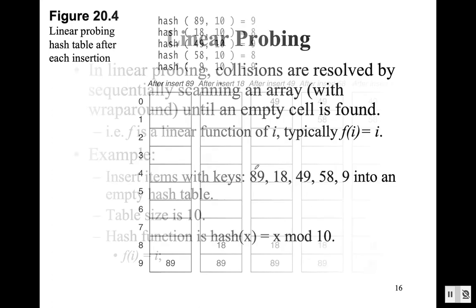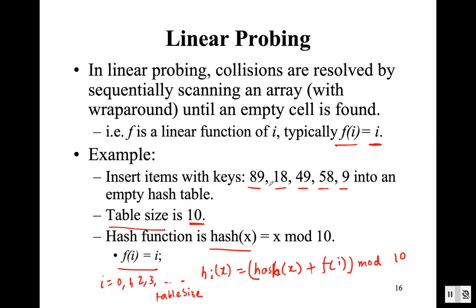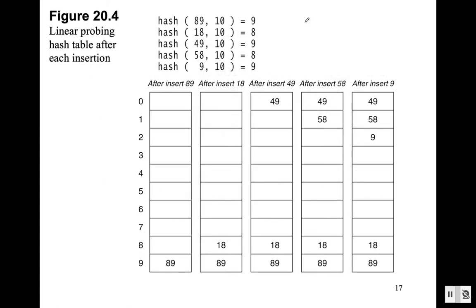So let's see an example. We are going to add the keys 89, 18, 49, 58 and 9. We start with 89, so for hash of 89 mod 10.